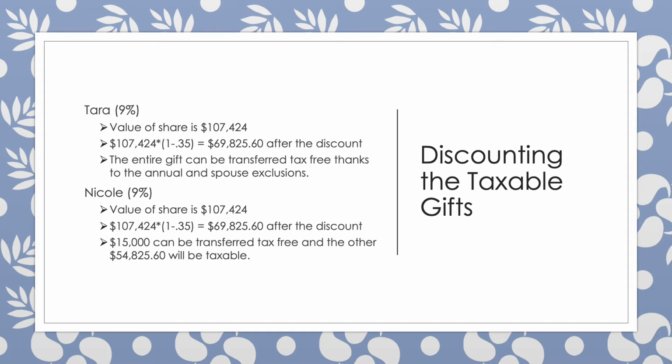Next, we're going to talk about the discounting of the taxable gifts. First we're going to start with Tara, who is receiving 9%. The value of the share is $107,424. Now we're going to take that $107,424 and multiply it by 1 minus the discount rate, which allows us to arrive at $69,825.60 after the discount. Now, this entire gift can be transferred tax-free thanks to the annual and spouse exclusions.